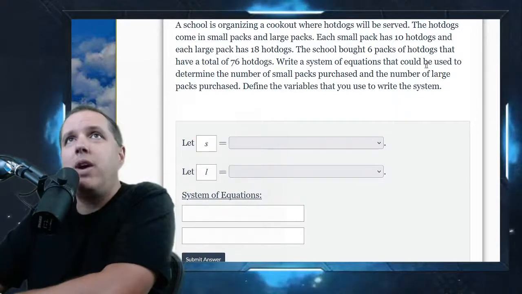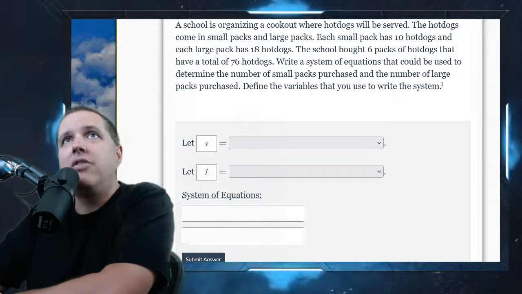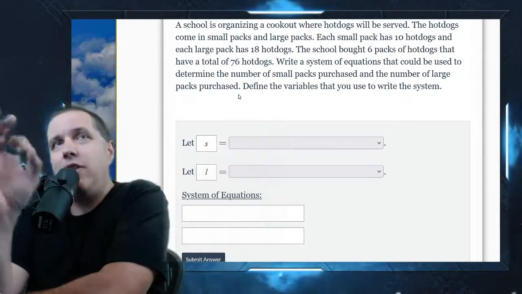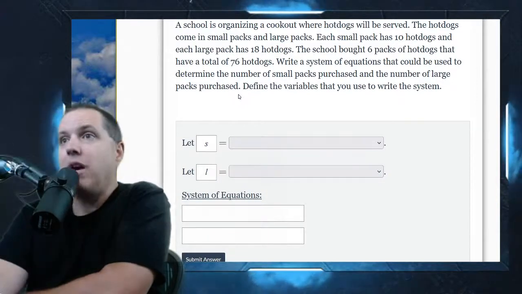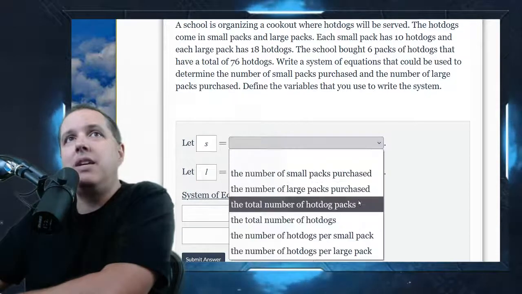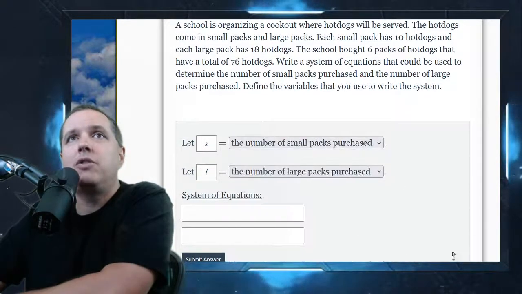Okay, so let's remind ourselves. Write a system of equations that could be used to determine the number of small packs purchased and the number of large packs purchased. Now, it's not always the case that your variable representation will be laid out right in the problem, but frequently it is. So let's have S be the number of small packs purchased and L be the number of large packs purchased.